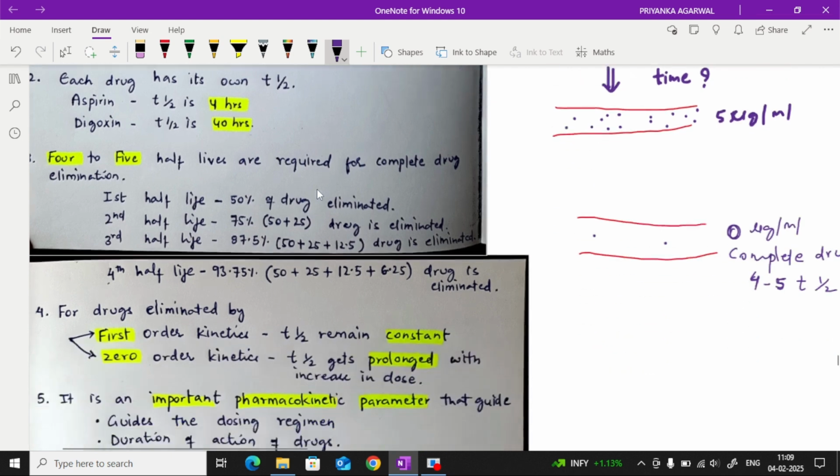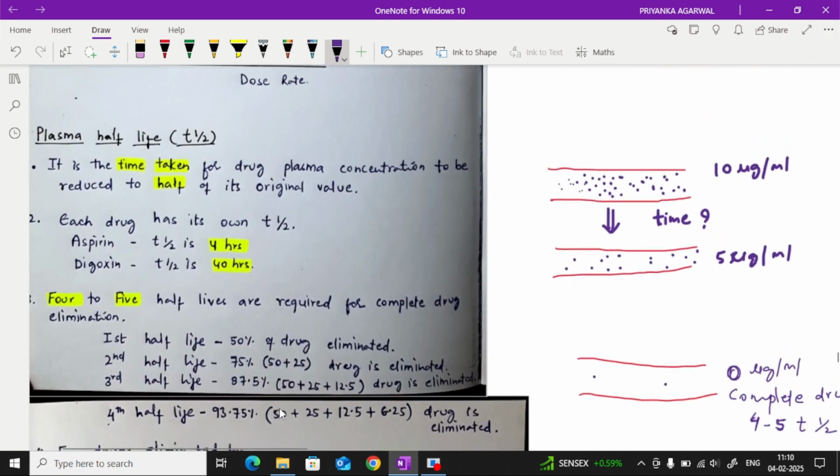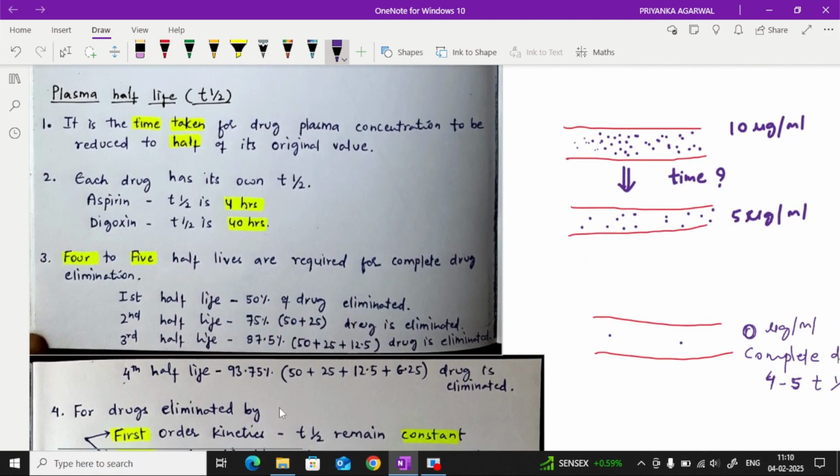Okay. So if you try to understand it by the graph, this is drug plasma concentration, this is the time, okay. So if the drug concentration is 4 at 6 hours, right? Then the time by which this 4 becomes 2 is your T half, okay? So this gap is your T half. So 4 should become 2, okay? That will be your T half. So this is about what we mean by this.